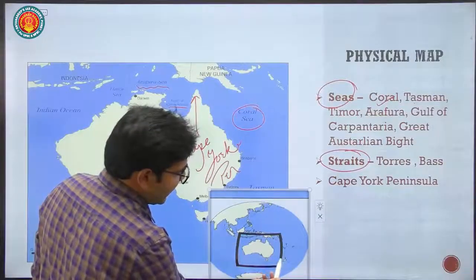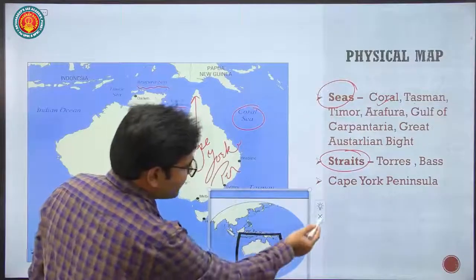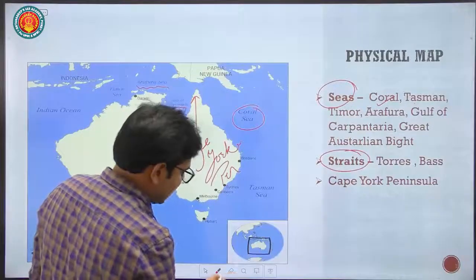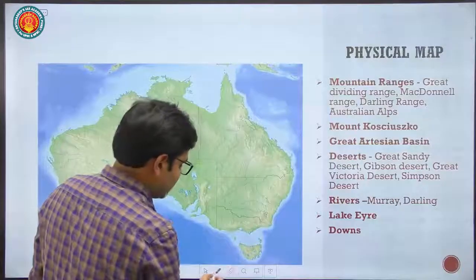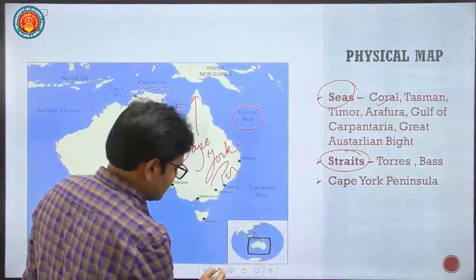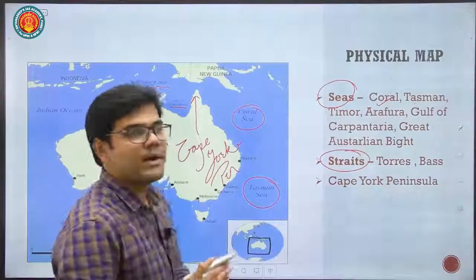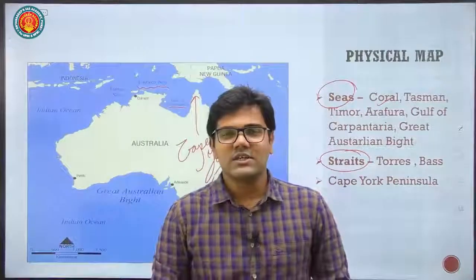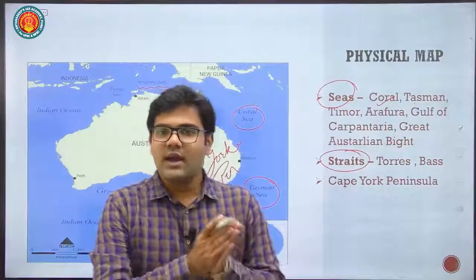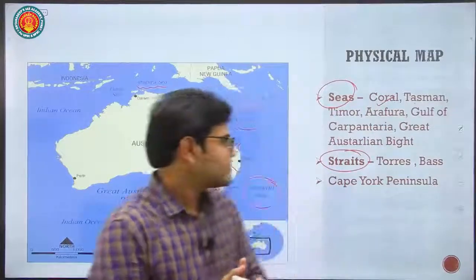Between Australia and New Zealand there is a body of sea, and that sea is known as Tasman Sea. So a very important question is generated here. Very important question: Tasman Sea separates which of the two countries? So it separates Australia and New Zealand.